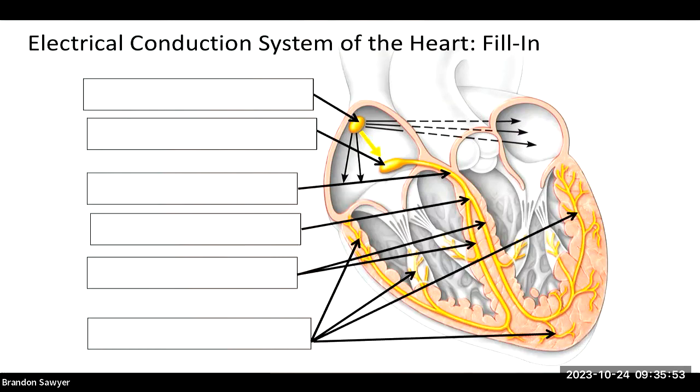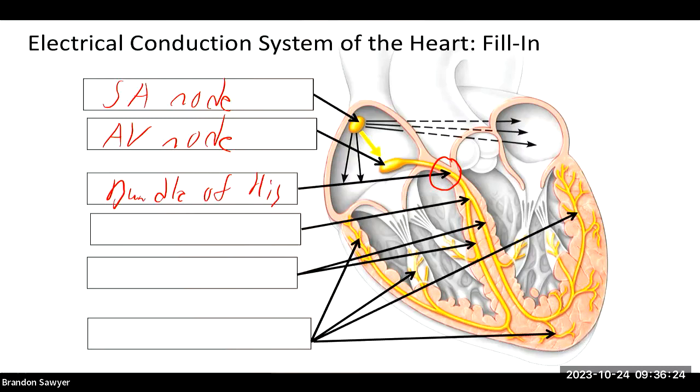All right, looks like most of you guys have filled in most of that. So let's start up at the top there. What's our first one called at the top? SA node, sinoatrial node, okay. And then we're going to get down to the next node there. What's that one called? AV node, atrioventricular node, okay. And then we get this part right here. What do we call that part? Bundle of His. There we go. Yeah, so the bundle of His, okay.